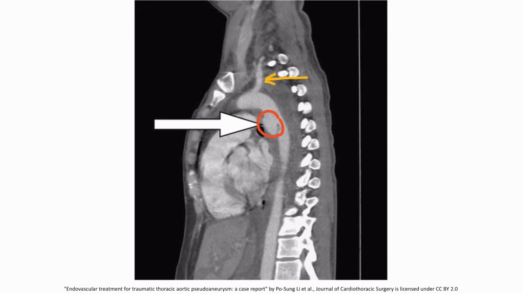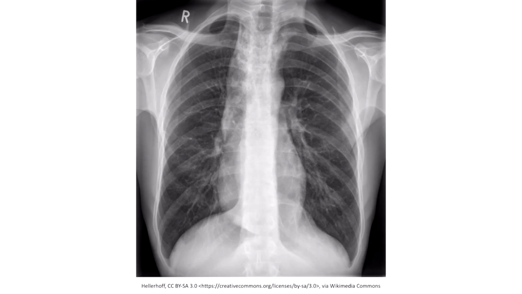Traumatic aneurysms often result from car accidents when there is a compression or blowing injury of the thorax, such as when the driver's chest crashes against the steering wheel or dashboard. Next, here is a chest X-ray depicting mediastinal widening. As we've already mentioned, traumatic aortic injuries commonly result in mediastinal enlargement on chest X-ray.